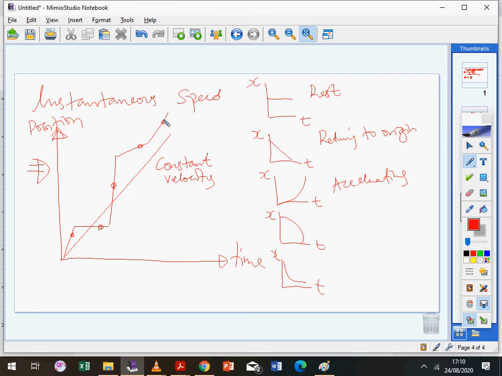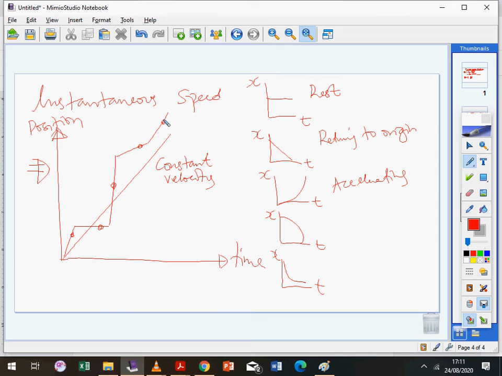So your car speedometer shows you instantaneous speed. It doesn't show you your average speed. And remember, it shows you speed, not velocity, because your speedometer does not tell you what direction the car is going. It only tells you how fast the car is going. All right, so that's average speed and average velocity.